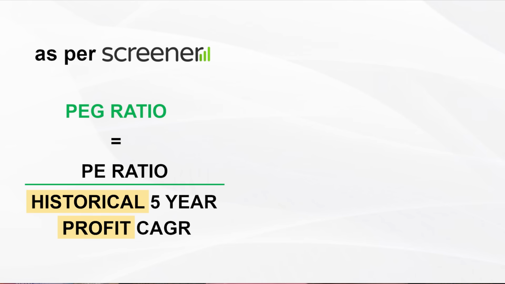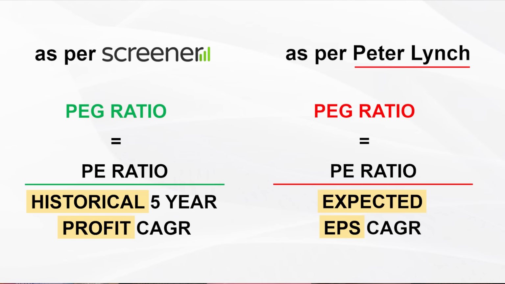You see, the PEG ratio that's displayed by most screening platforms is not entirely accurate. For example, when I checked it on screener.in, while the numerator took in the current PE ratio, the denominator seems to be using the 5-year profit growth rate, while what it should be using is the expected EPS growth rate. Of course, computing the expected EPS growth rate is not easy. It requires a bit of work on your part.